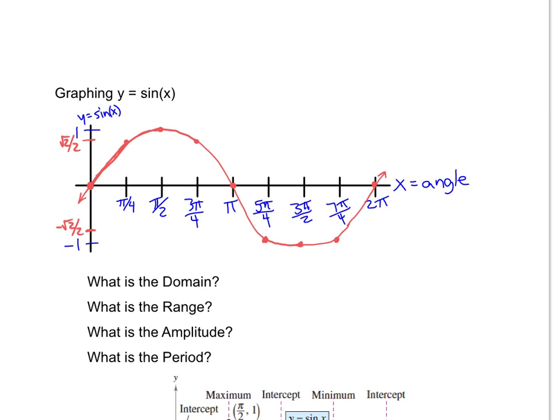So think with me here. If I have this point at pi over 2 and I'm up here at 1, well, let's answer the questions down here and then I'll come back to that question because we need the period. Alright, what's our domain for the angle? What is x allowed to be? All real numbers.